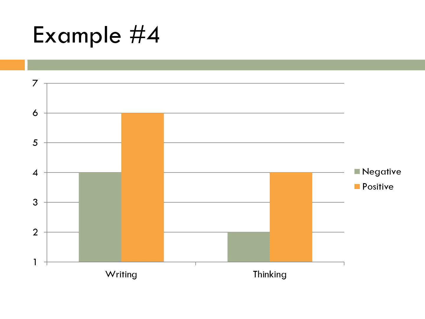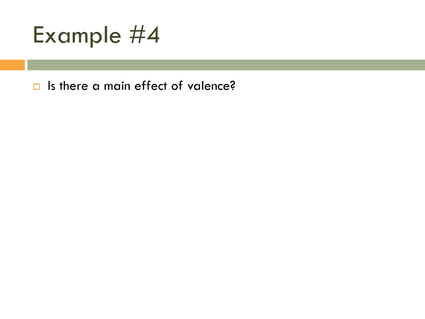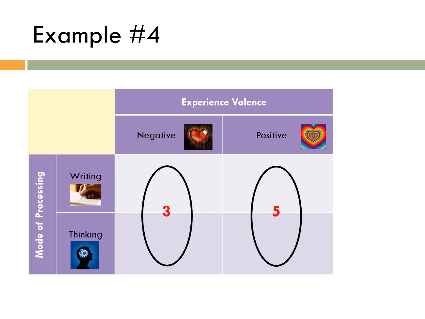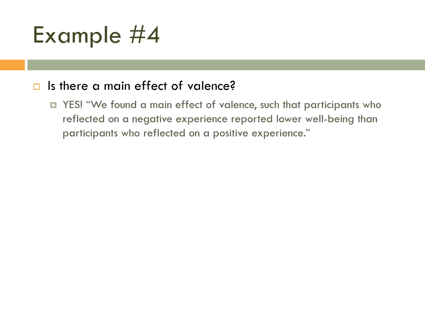Here's a visualization of it. You can take a minute to look at it, make sure you're interpreting bar charts correctly. And then we're going to go to our questions about main effects. So let's start with valence, as we've been doing. Here we look at the marginal mean. This time we are averaging the 4 and 2 for the negative experience, and we're averaging the 6 and 4 for the positive experience, ignoring mode of processing. So we get a 3 and a 5, and we want to know, are those different from each other? Yeah, they are. We found a main effect of valence, such that participants who reflected on a negative experience reported lower well-being than participants who reflected on a positive experience.